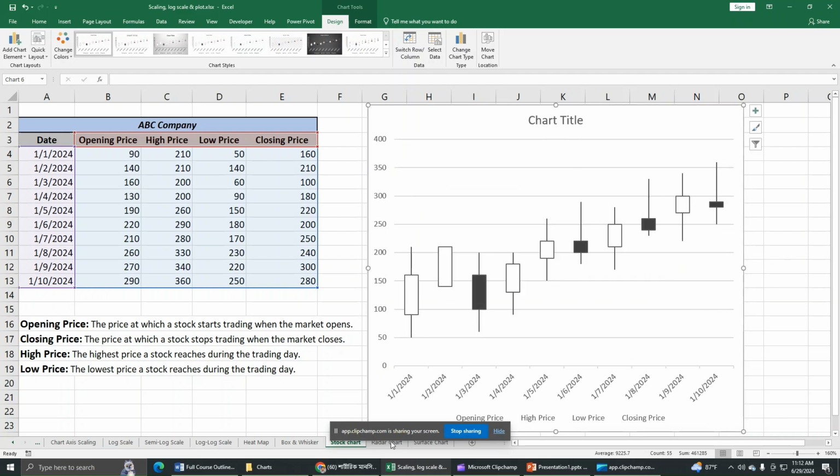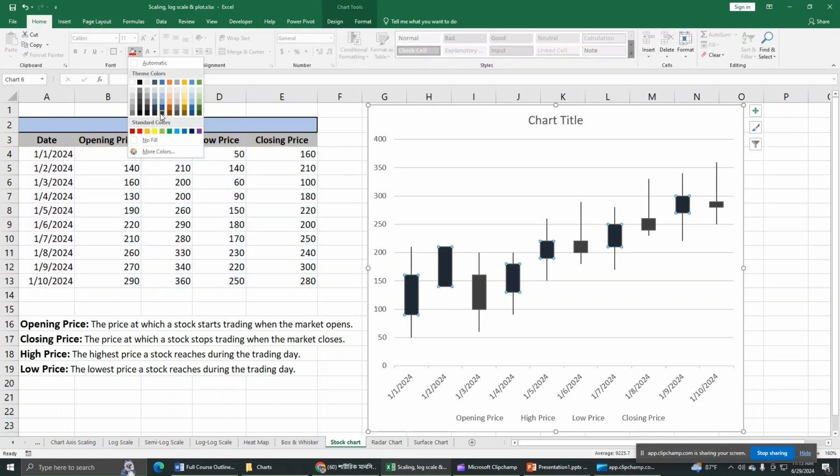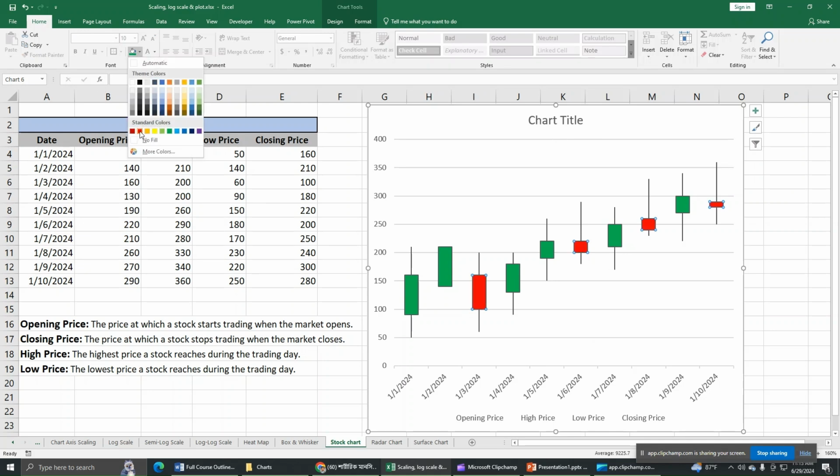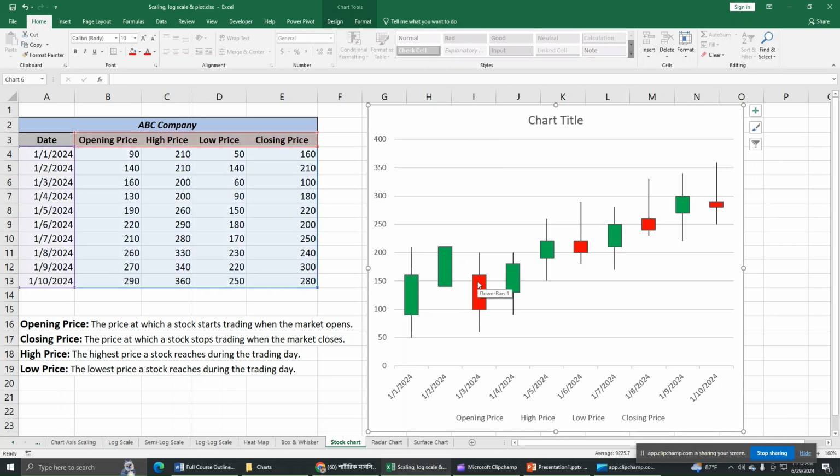Now we can do some modifications here. I'm selecting these white candles, I want to make them green, and these black candles I want to make them red. So select this white candle, click on any white candle in the body, and from home menu, from here I'm selecting this green. Now I'm selecting the black candles on the body. All the black candles are selected. I'm selecting red. So this is how we can change the colors of the bodies.